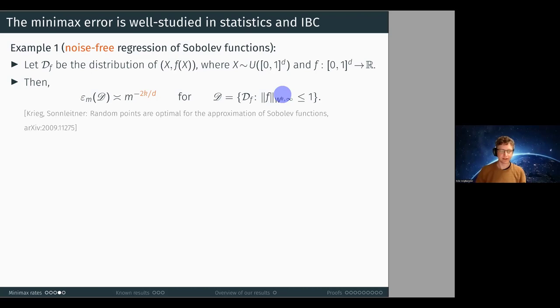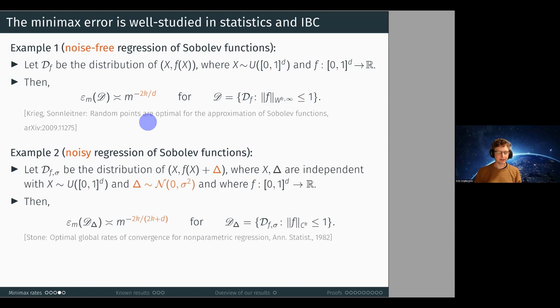And then it is known that if you want to optimally learn this regression problem, then the minimax rate decays like m to the minus 2K over d as m goes to infinity. So again, if you have very high smoothness, this is very good, but if you have a very high input dimension, you are subject to the curse of dimension. But still, if your smoothness is very big, you get a quick decay. And then the noisy setting, as probably many of you know, is completely different. Here we want to do regression, but we have noise on the training data.